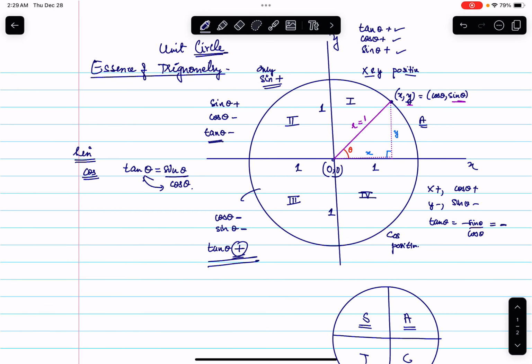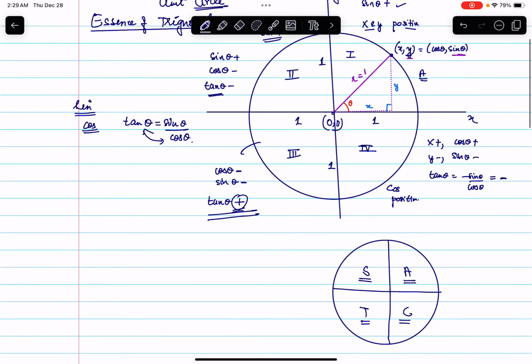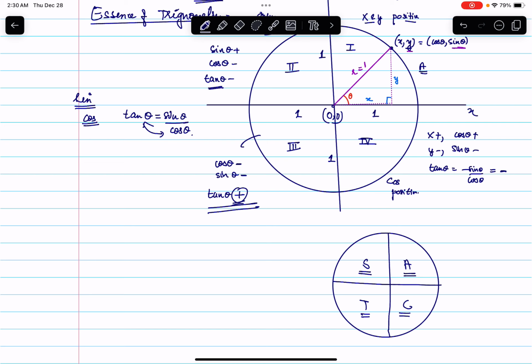Okay, good. So we have seen this idea over here, right? Now after this we can derive a few identities.